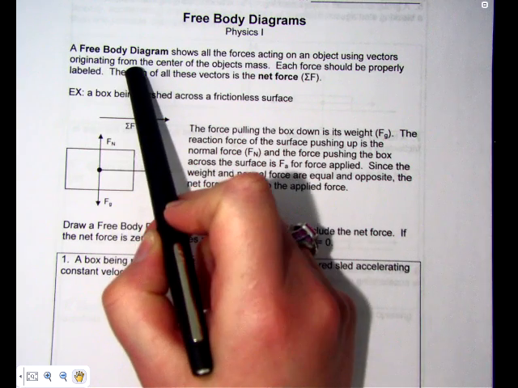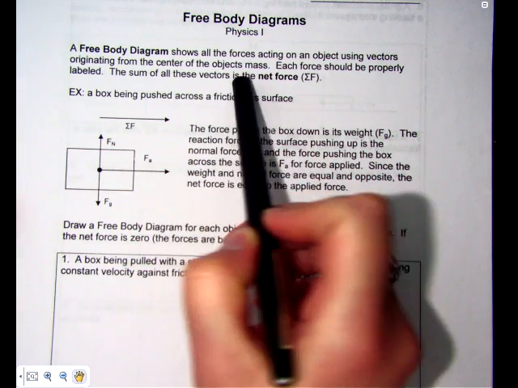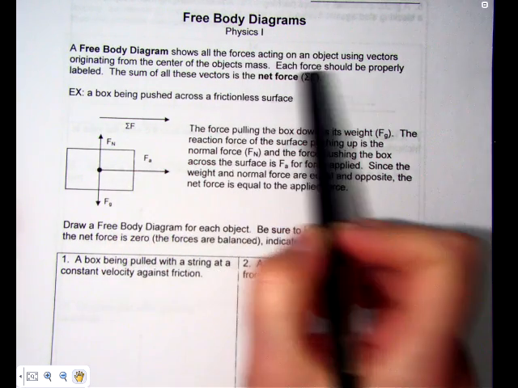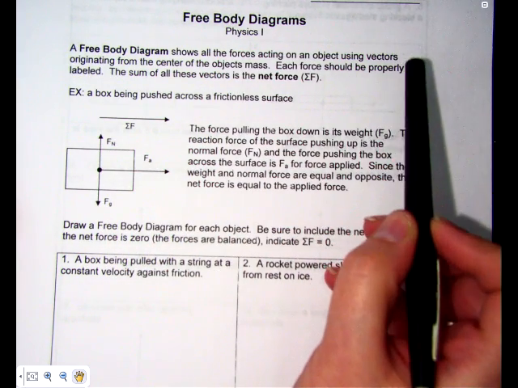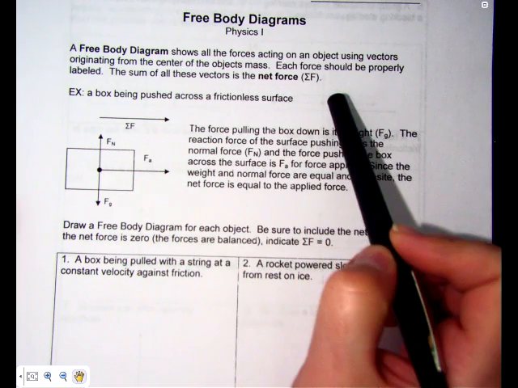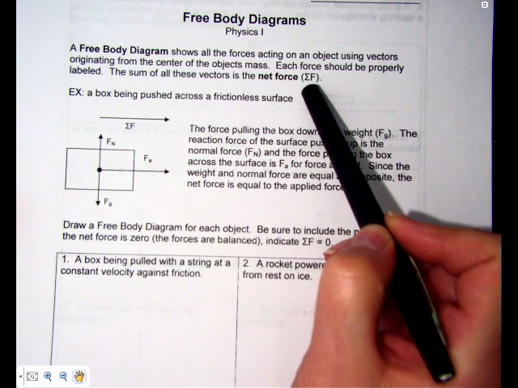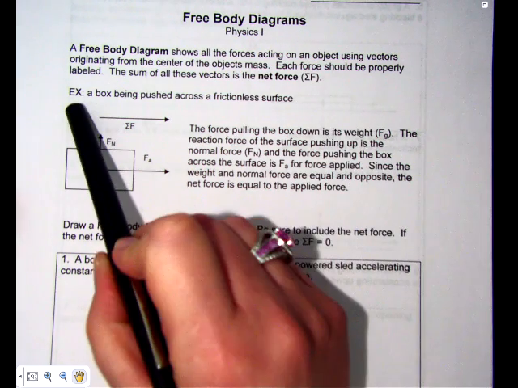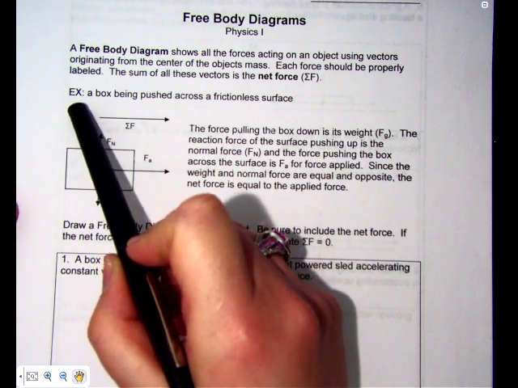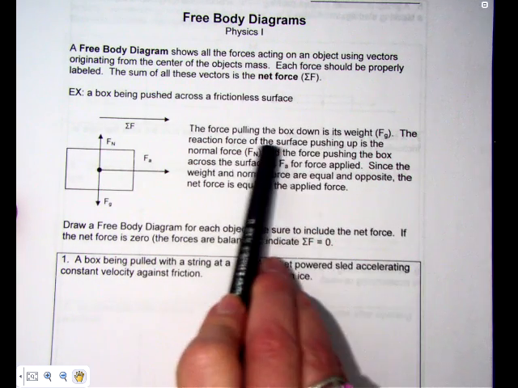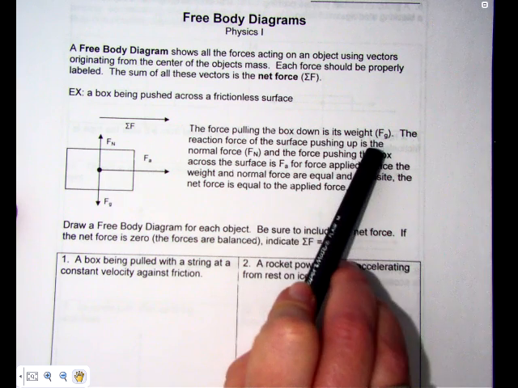A free body diagram shows all of the forces acting on an object using vectors originating from the center of the object's mass. Each force should be properly labeled. The sum of all these vectors is the net force, summarized as a sigma F. So the first example is a box being pushed across a frictionless surface. The force pulling the box down is its weight.